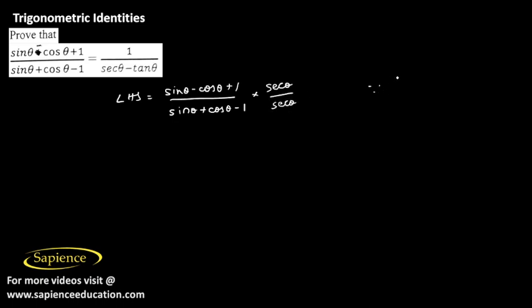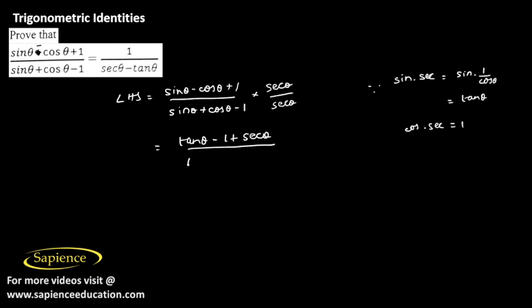Since sin theta into secant theta can be written as sin theta into 1 by cos theta, which will be tan theta, and also cos theta into secant theta is equal to 1. Using these two identities, secant theta into sin theta is tan theta, cos theta into secant theta is 1, plus secant theta. Multiplying secant theta in the denominator, we will get tan theta plus 1 minus secant theta.